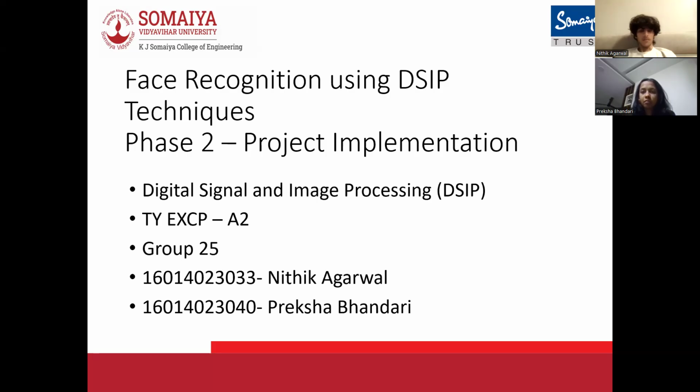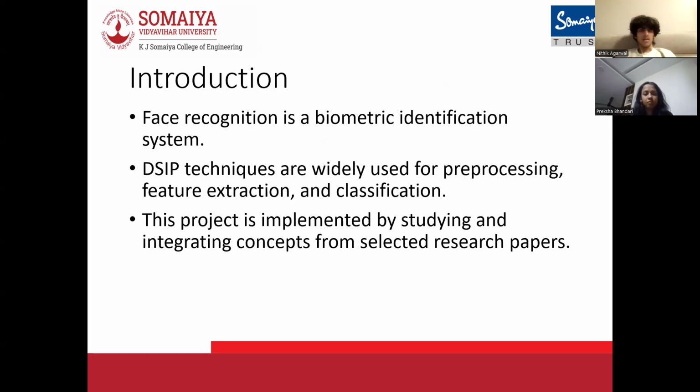Our topic for the IA is face recognition using DSIP techniques. Face recognition is a biometric system that identifies individuals using facial features. We implemented this system based on selected research papers using DSIP techniques. We studied multiple papers and shortlisted four key research papers.